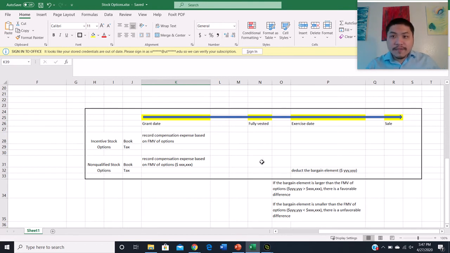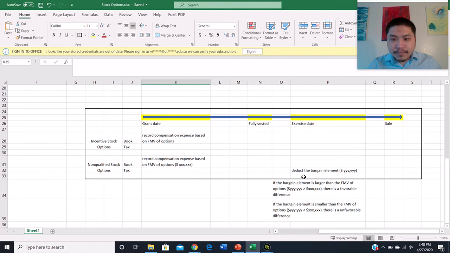Because of these differences between the two, we know that for incentive stock options, that's going to be a permanent unfavorable book tax difference. Because for book purposes, the corporation can still deduct the fair market value of the option, but for tax purposes, there's no deduction that the company can take. But for non-qualified stock options, part of it is going to be temporary and part of it is going to be permanent differences.